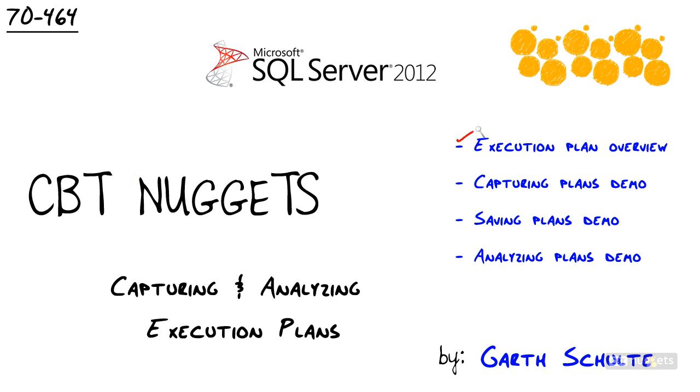We'll start with the whiteboard just to get some high-level stuff out of the way. We'll talk about what they are, what they're good for. We'll talk about actual versus estimated execution plans. We'll go over operators and iterators and also a good way to read these plans. Then we'll jump into the virtual nugget lab and we'll look at how to capture plans.